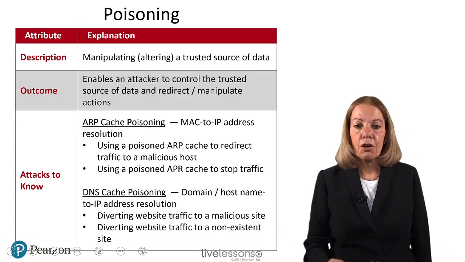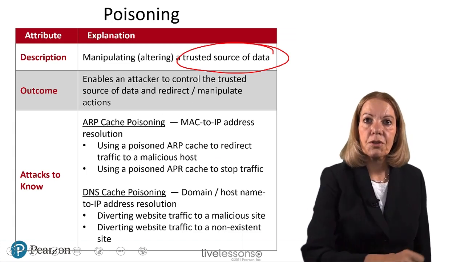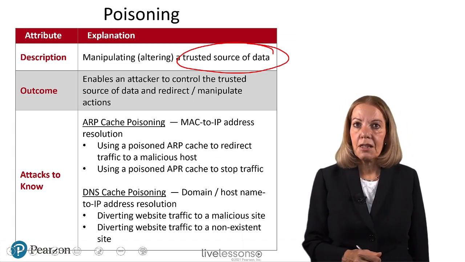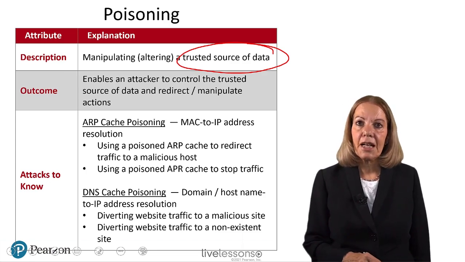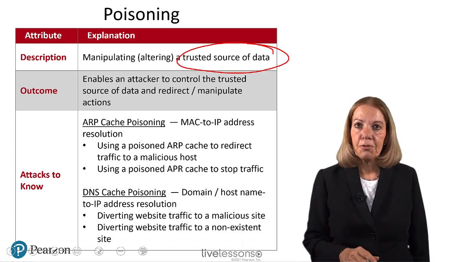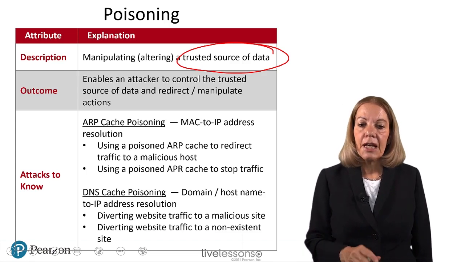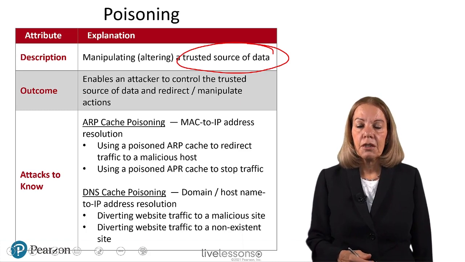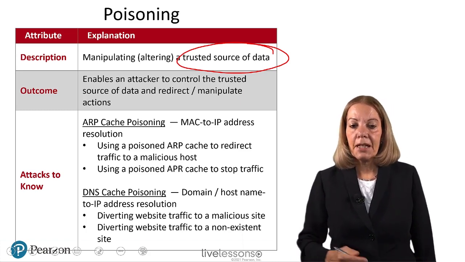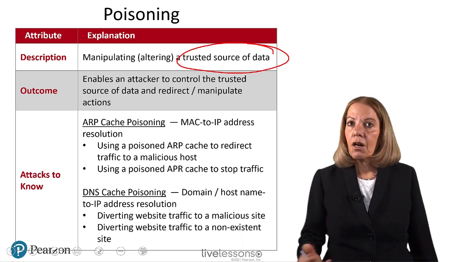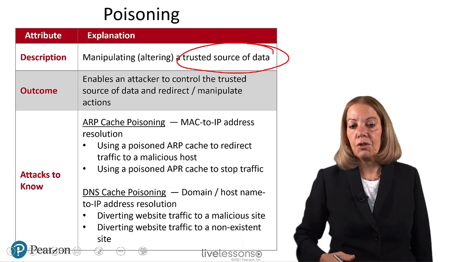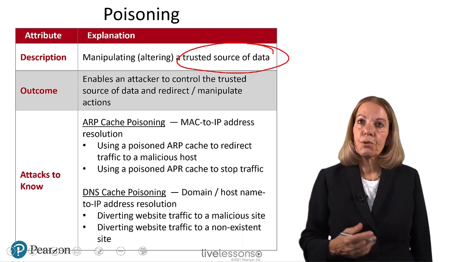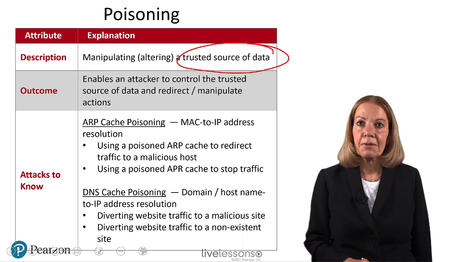Poisoning is manipulating or altering the actual trusted source of data, enabling an attacker to control the trusted source of data and redirect or manipulate actions. Now, 2 attacks I want you to be familiar with: ARP cache poisoning and DNS cache poisoning. We use ARP, which is Address Resolution Protocol, to translate or map a MAC address to an IP address. ARP cache poisoning attacks would include using a poisoned ARP cache to redirect traffic to a malicious host, or using a poisoned ARP cache even to stop traffic.